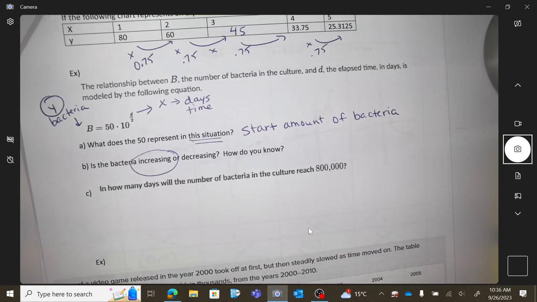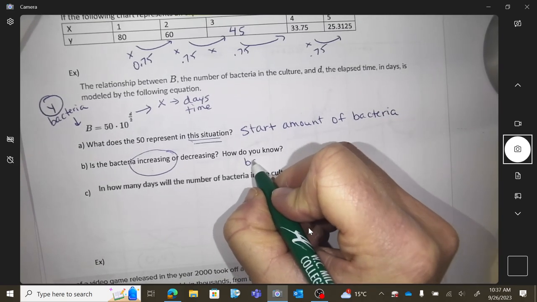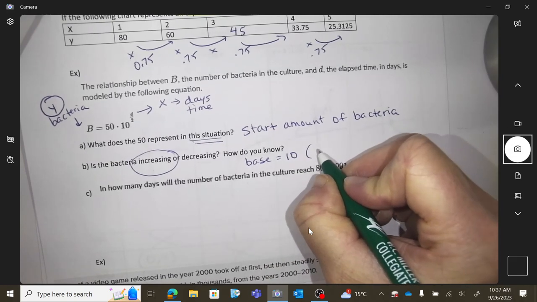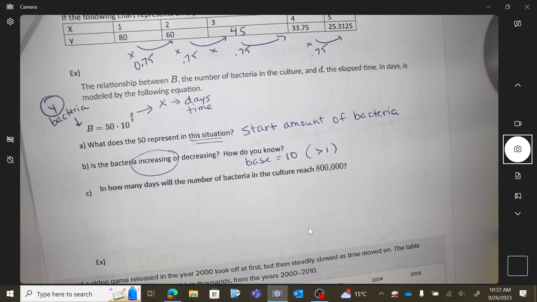Increasing? Why? What makes it increase? Because the base is more than 1. The base is 10, which is more than 1, yep. The base of 10 is more than 1.